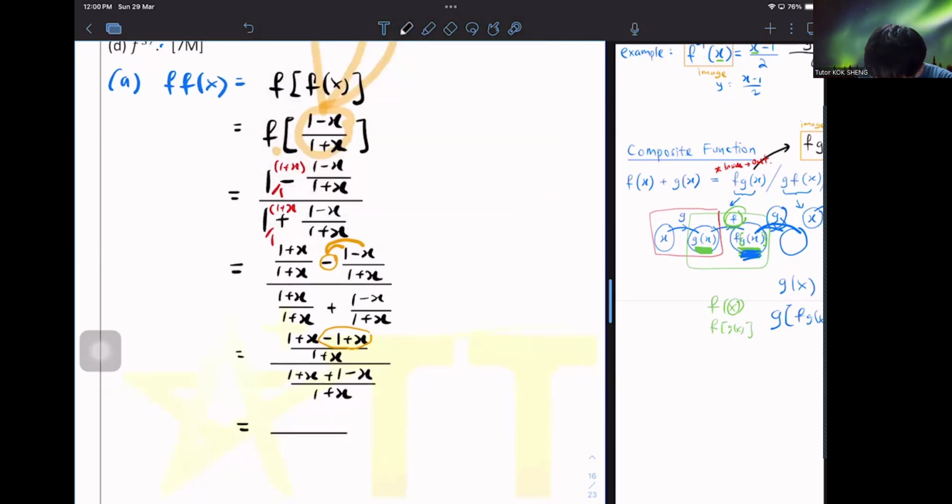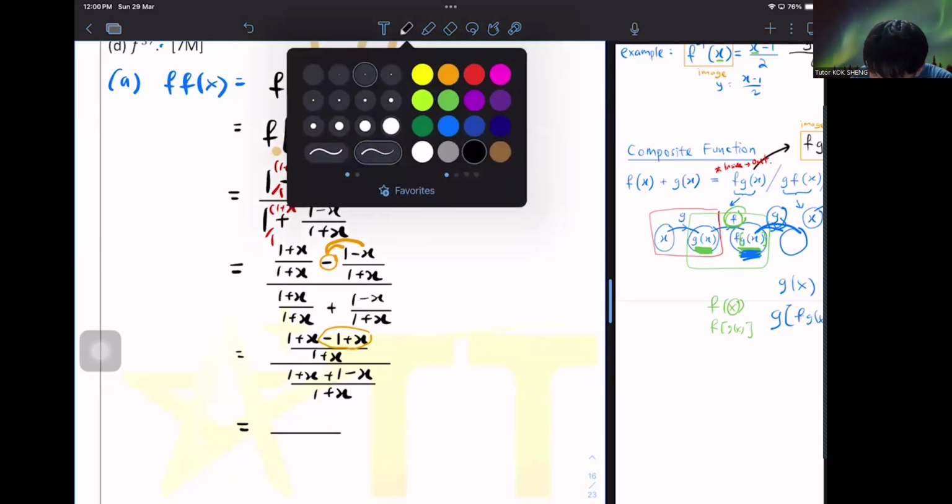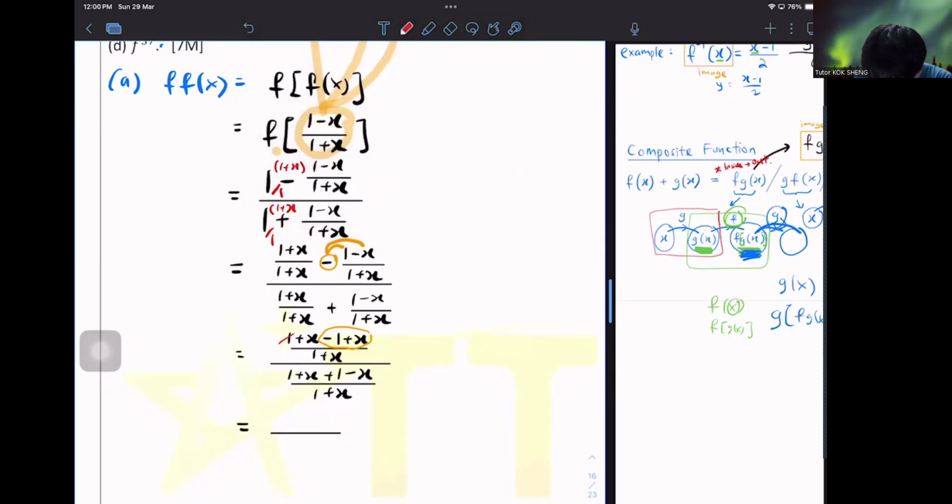Okay, then simplify. What do you get? 1 minus 1 becomes 0. x minus x becomes 0. So you get 2x on top, and the bottom is 2.